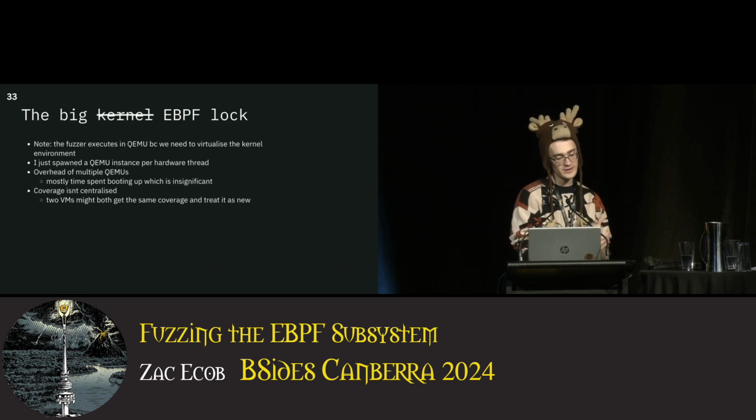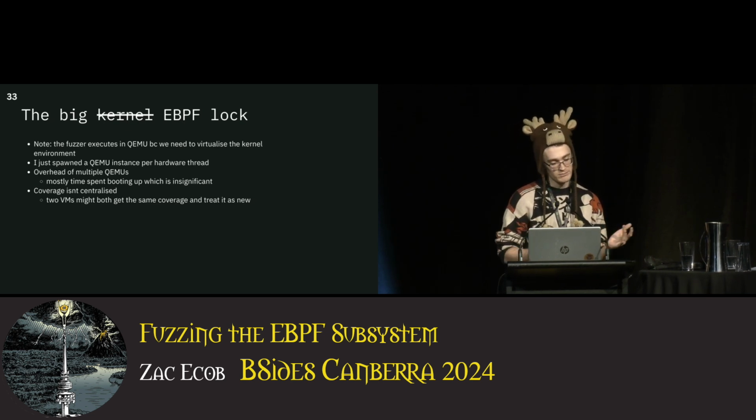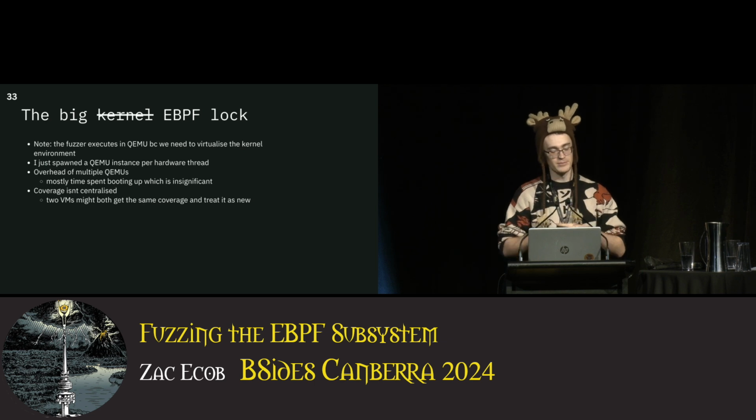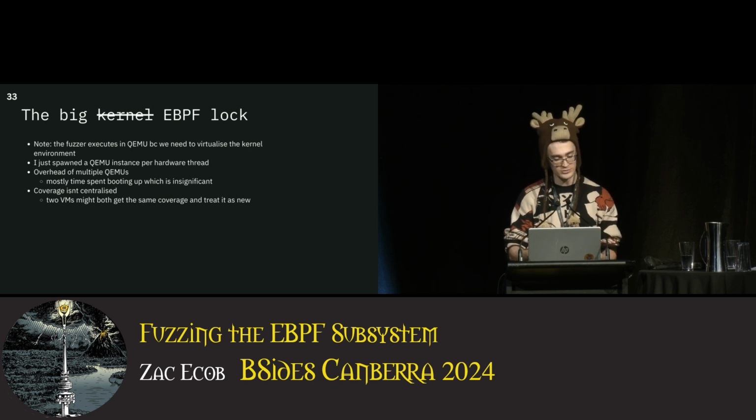So yeah, the fuzzer executes in QEMU, because we need to virtualize the kernel environment. So I'm like, well, I can't parallelize this inside one kernel, so I'll just spawn a bunch of kernels. I spawned a QEMU instance per hardware thread. And you now have the overhead of multiple QEMUs, but most of that is just time spent booting up, which is insignificant in the long run.